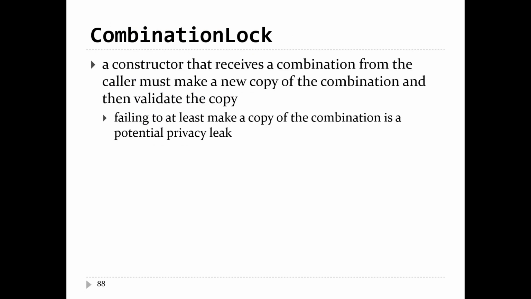If a constructor receives a combination from the caller, and we're using composition, we have to make sure that we copy that array from the caller. Failing to at least make a copy of the combination is a potential privacy leak.